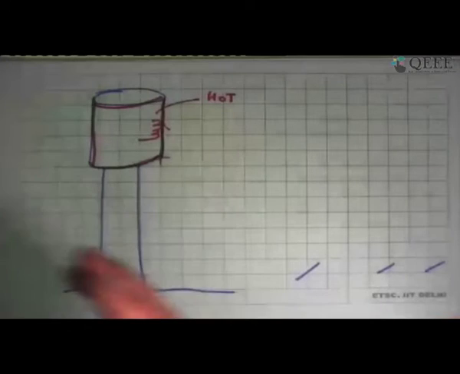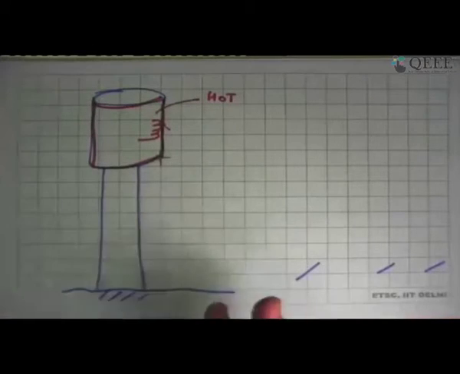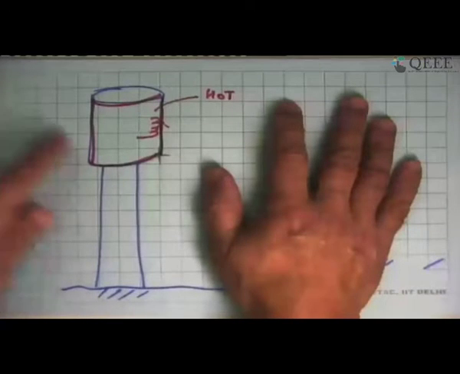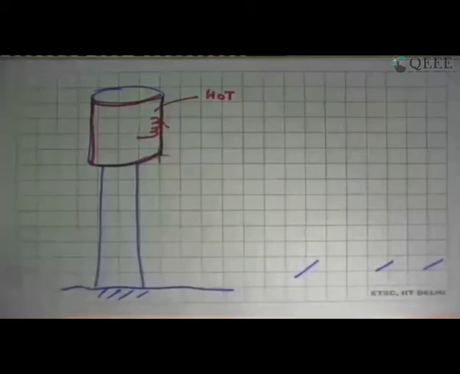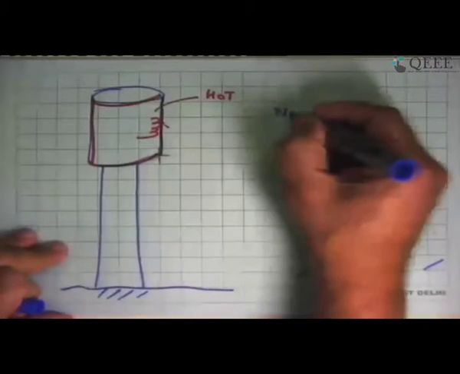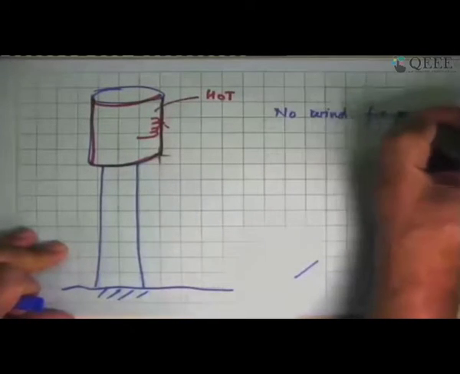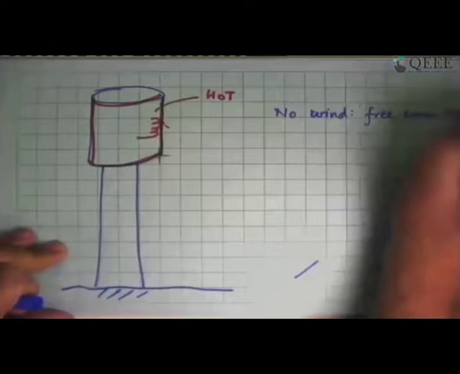If the conditions are such that there is no wind, ambient is absolutely still, this becomes a natural convection problem, or you can call it a free convection problem. No wind, free convection.